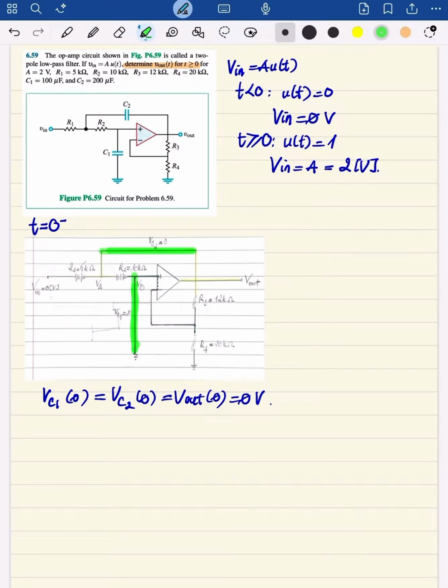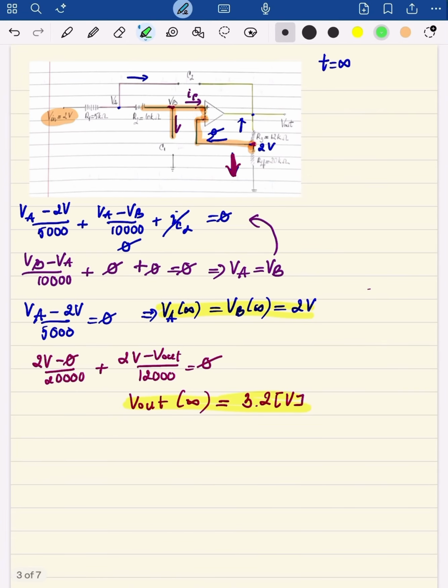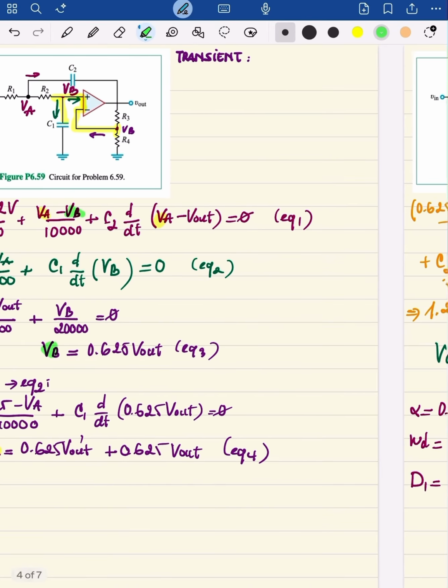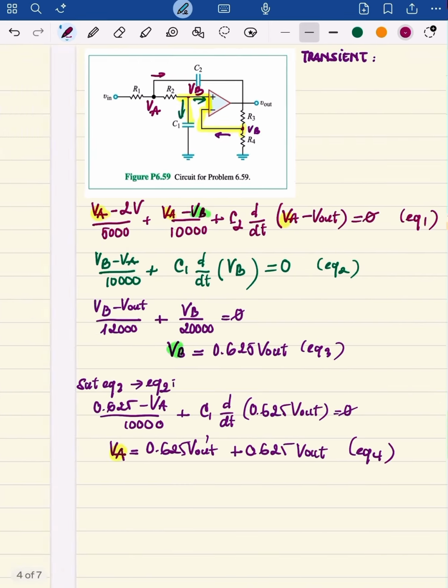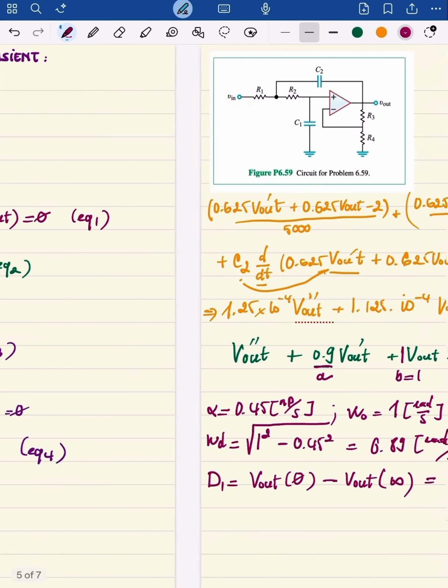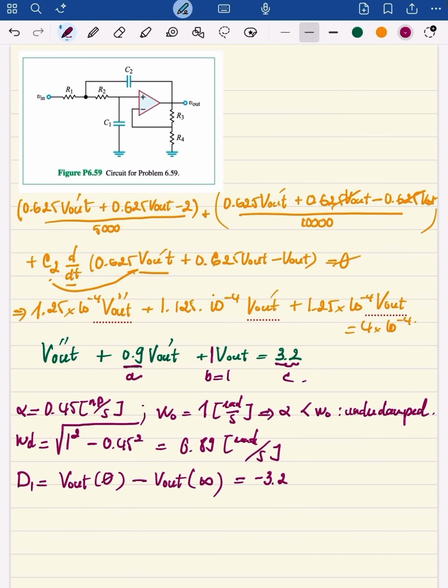The voltage is still going to be 0. And we have the voltage right here, right? So everything right here is going to be 0, and that thing up here is 0. So V out, I mean V out at time equals 0, is going to be 0. And V out at infinity, we saw it right here, 3.2. So D1 is going to be negative 3.2 volts.